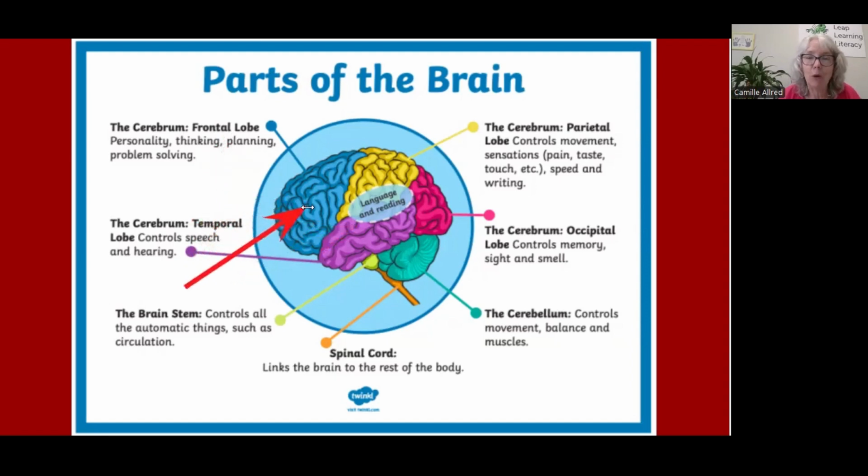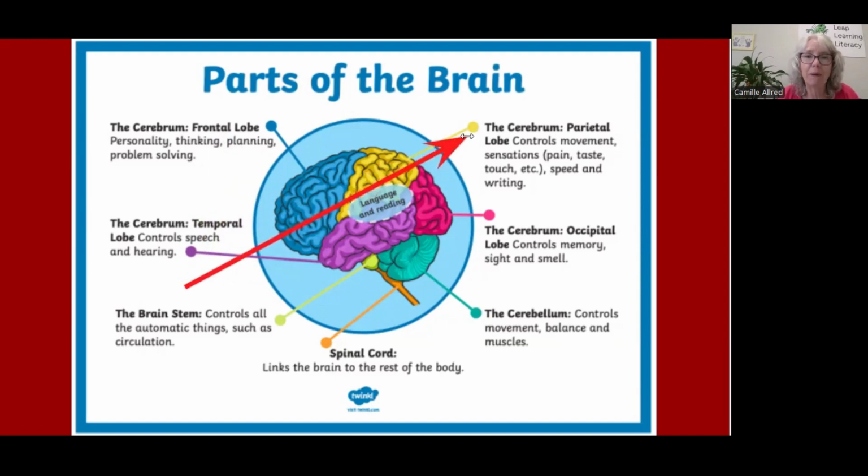Then we have the frontal lobe, the blue part. Well, that's our personality. And it's also thinking and planning and problem solving. It doesn't appear that the language processing centers are using that part of the brain, but you'll see in another picture of the brain that a little bit of that is being used.